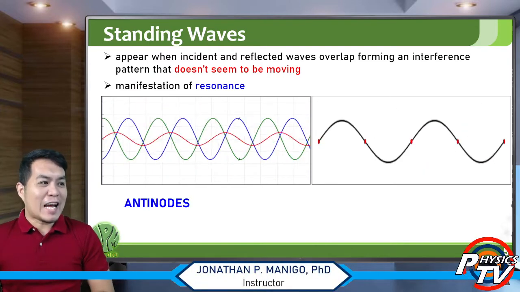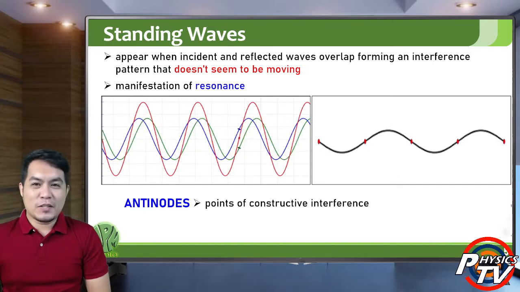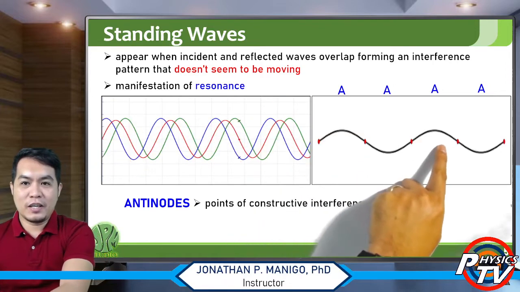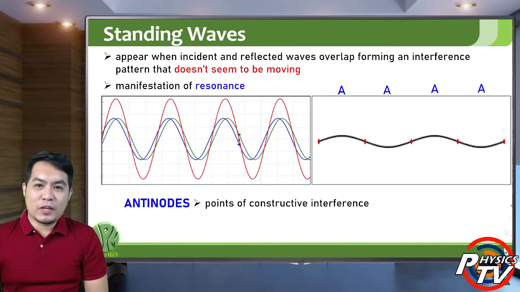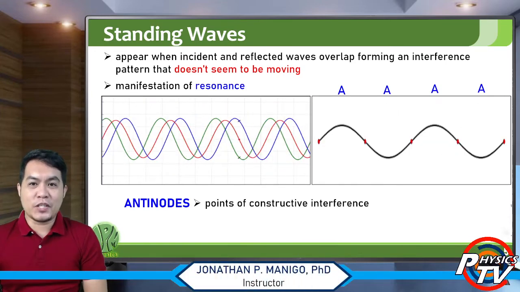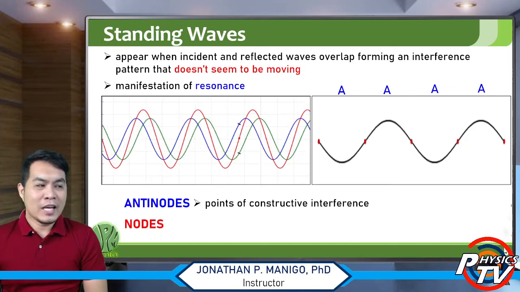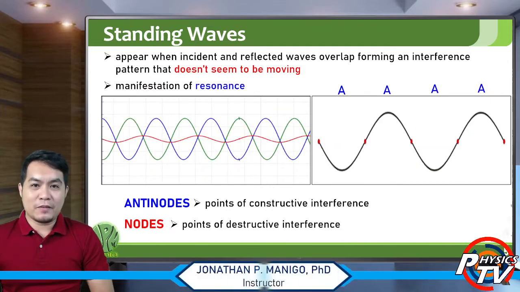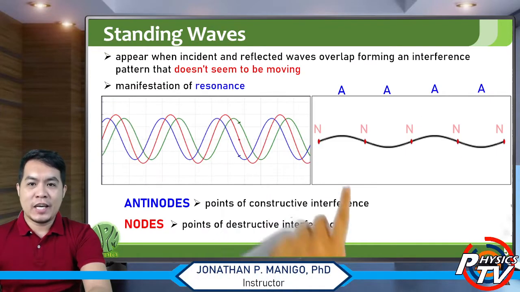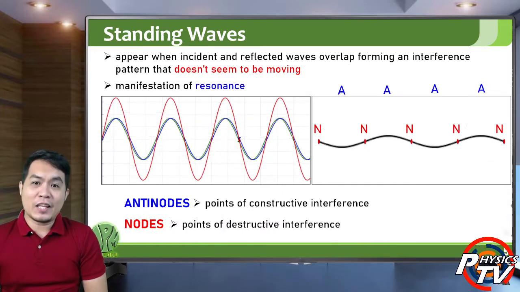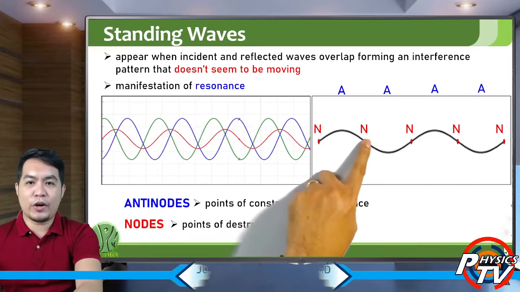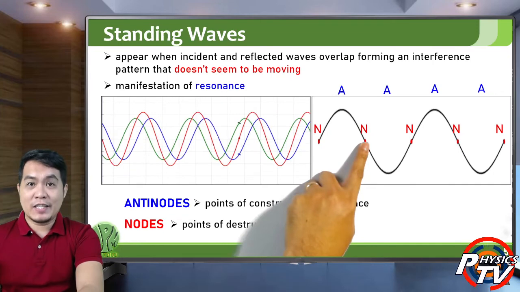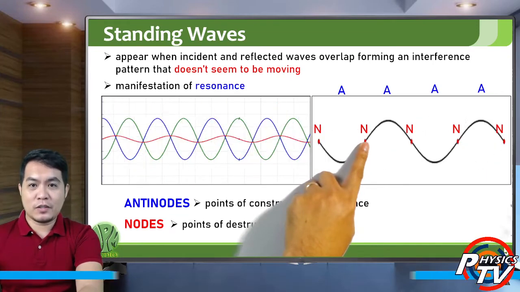So a standing wave has antinodes. These are points of constructive interference. So the points here, here, here, and here. In this simulation, you can actually see four antinodes, the points of constructive interference. And a standing wave also has nodes. These are the points of destructive interference. So these points here. In this case, it has 5 nodes. So 4 antinodes and 5 nodes. These are the points wherein the overlapping or interfering waves have 0 amplitude. The resulting wave is 0 amplitude.